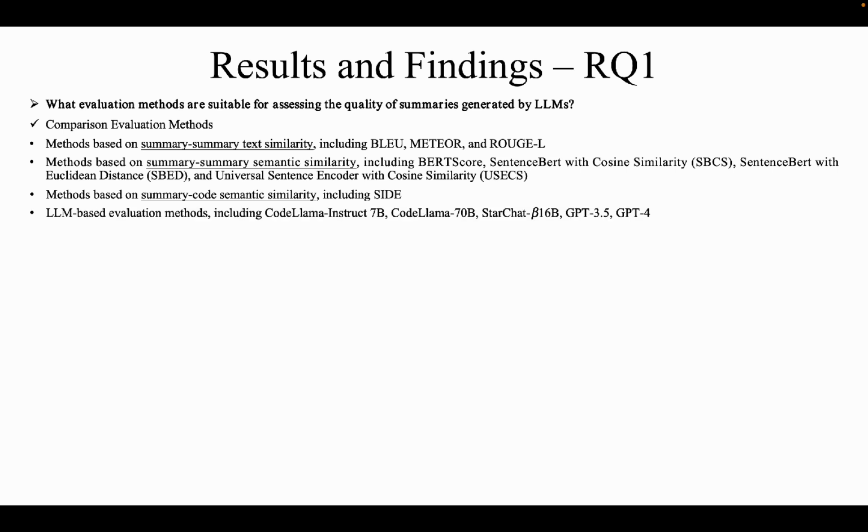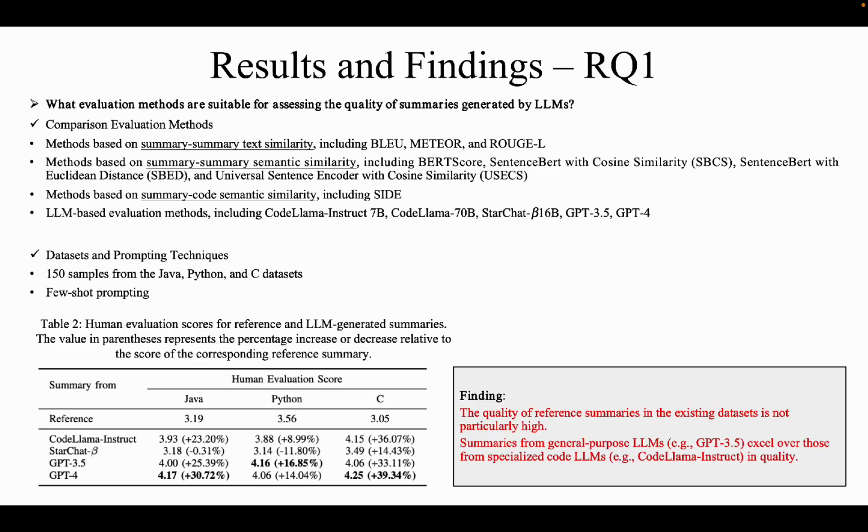And inspired by recent work in natural language processing, we also investigate the feasibility of employing large language models as evaluators. We randomly select 50 samples from Java, Python, and C datasets and employ few-shot prompting to generate summaries using the 4 large language models. First, we conduct human evaluations. And Table 2 shows the results.